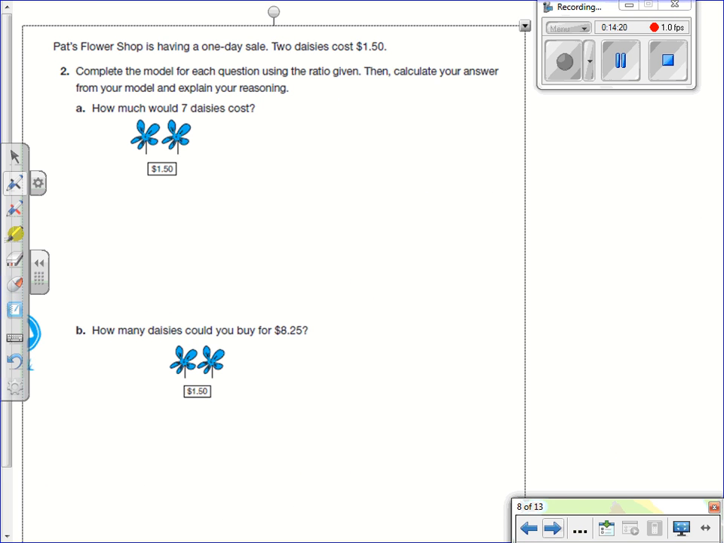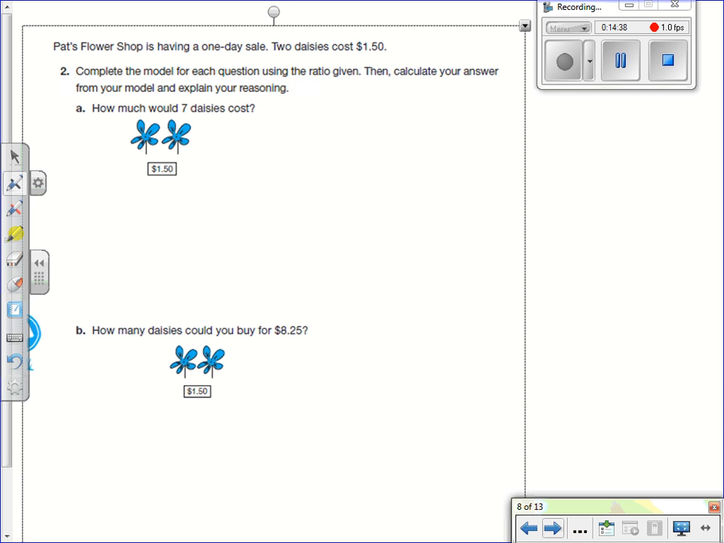That flower shop is giving a one-day sale. 2 daisies cost $1.50. Complete the model for each question using the given ratio. Then calculate your answer from your model and explain your reasoning. How much would 7 daisies cost if 2 daisies are $1.50?